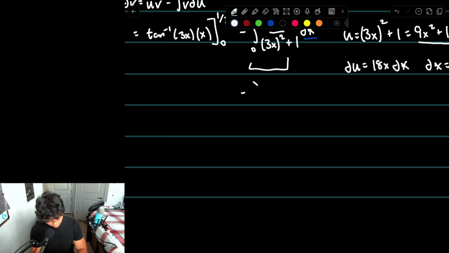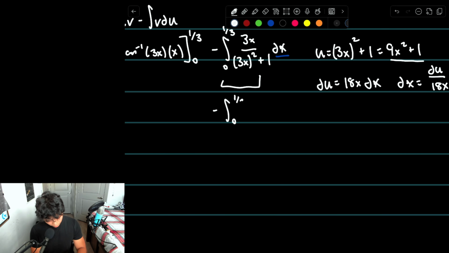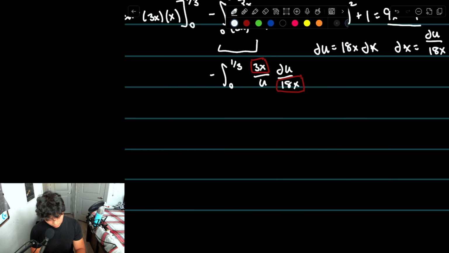And that will leave us with the integral from 0 to 1/3 of 3x over u du over 18x. Now if you notice, this just makes a fraction and the x's cancel out, which is a constant, not the x, the numbers, which will simplify to 1 over 6 on the outside.